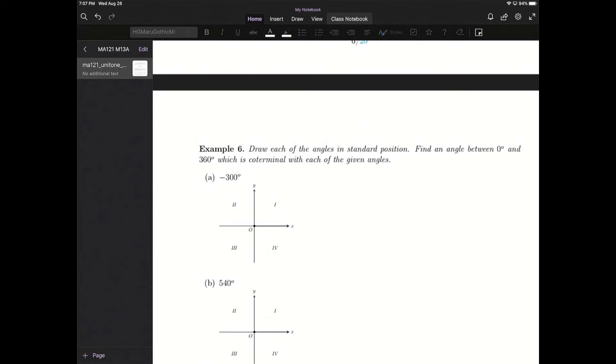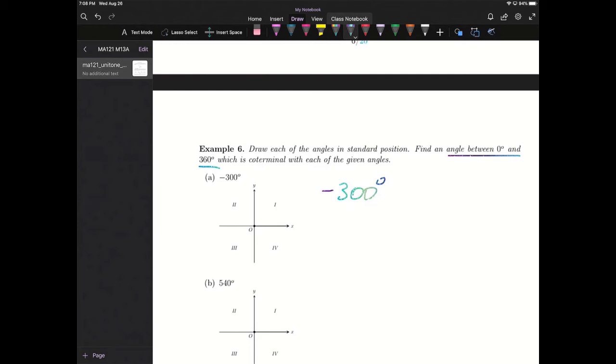Let's do A. Okay, so given the angle negative 300 degrees, I want to find a coterminal angle with that. And notice that the exercise is saying not any coterminal; the coterminal angle I'm looking for has to be between 0 and 360, right? So I need to be sure that my answer is an angle between 0 and 360 that is coterminal with negative 300 degrees. Now, negative 300. Should I be adding or subtracting in order to get a number between 0 and 360, positive? What do you think?